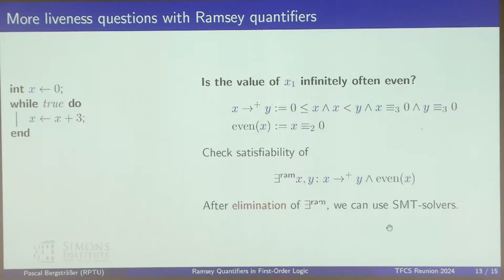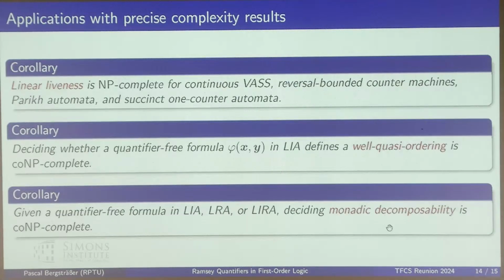So how do we check this? We now know how to eliminate the Ramsey quantifier. And the nice part is that we can now use our favorite SMT solver to check this liveness problem. As I said, this is a linear liveness problem, because the condition we want to reach infinitely often is in linear arithmetic. We also have some precise complexity results as applications. Linear liveness is one of them, and for various classes of systems this will give us a precise complexity.